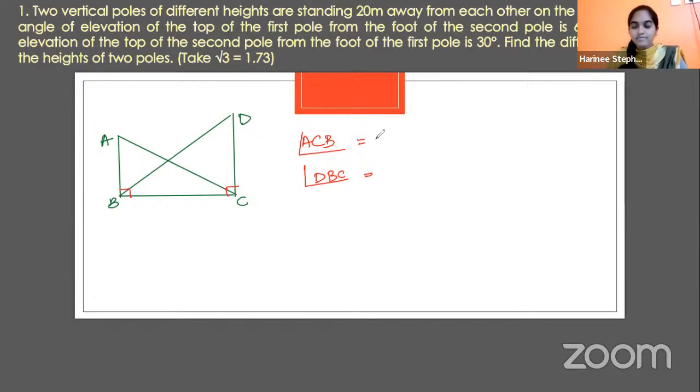So how much is ACB? 30 degree, ma'am. DBC is going to be 60 degree. Let's mark the heights as height 1 and height 2 and let the base be the same. Or you can keep it as BC as you wish.